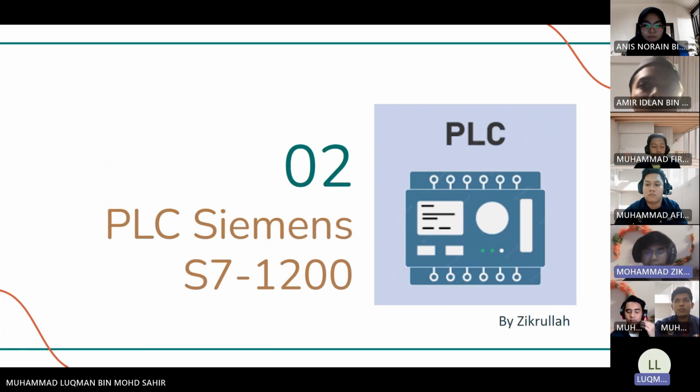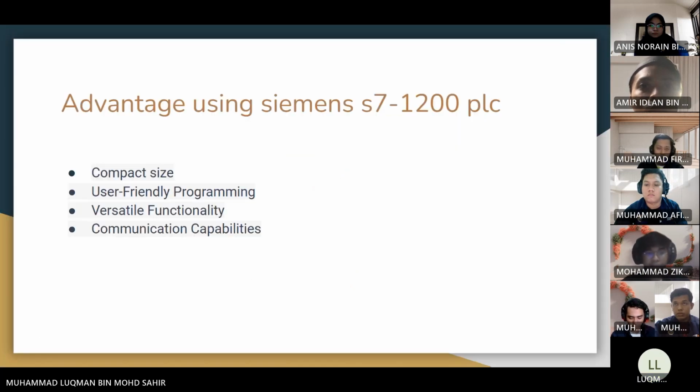So, Assalamualaikum. Today I will explain about the PLC that we use. We choose the Siemens S7 1200 for this project. We choose this PLC because of its compact size. The S7 1200 is small and compact, making it suitable for installation where space is limited. Its compact design allows for flexible mounting options even in tight spaces.